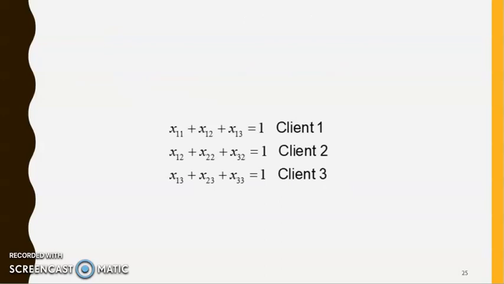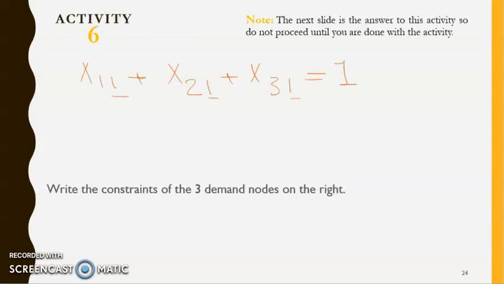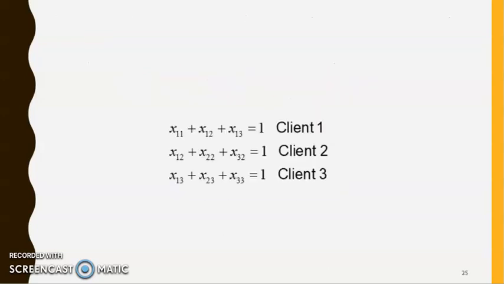So you see x11, x12, x13. As you notice, my friends, here we have a mistake. Here we have a mistake because they are not like this. It should be, because it is about the first client, x11 plus x21 plus x31 equal to 1. And after that, it goes to the other one.